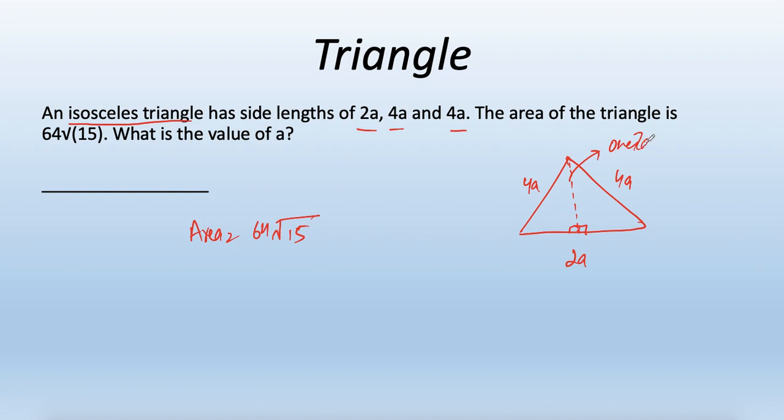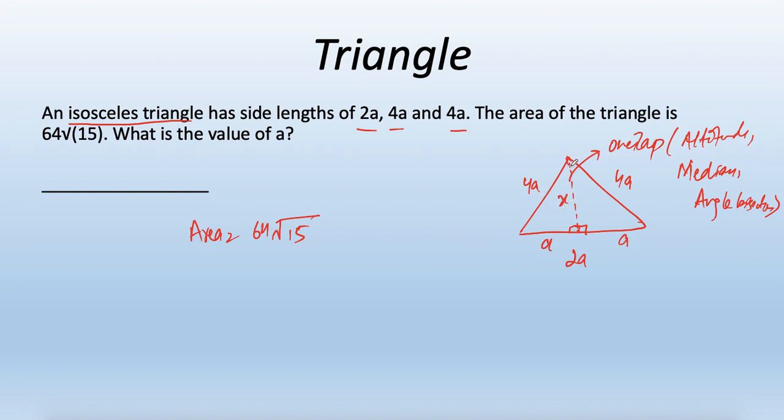By overlap I mean that it will be the altitude, the perpendicular height, the median and the angle bisector. It will act as all of these at the same time. So that's when this will bisect 2a. So we have a on this side and we have a on this side. Now to find the area, we need this base and this height. We know the base, but for height let's assume this as x.